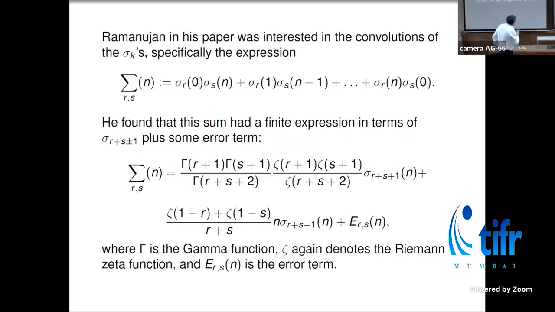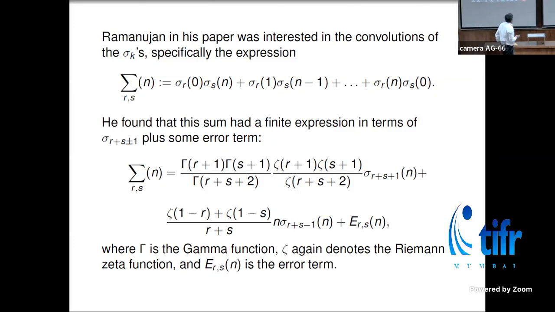Ramanujan starts his paper by looking at this sum he defines, which is the summation sigma_{r,s}(n), some convolved sum of these sigma_r and sigma_s. So you fix positive integers r and s, and you define sigma_{r,s}(n) to be this summation, sigma_r(0), sigma_s(n), etc. And then he wanted to find formulas, ways of estimating or studying this convolved sum of the sigma function.